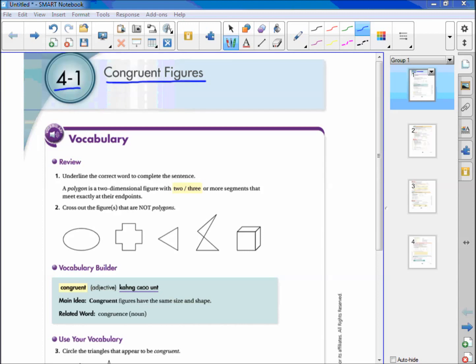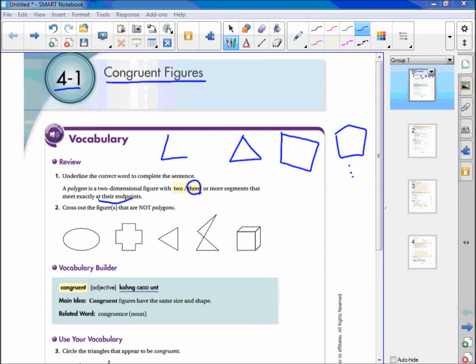All right, so underline the correct word to complete the sentence. A polygon is a two-dimensional figure with either two or three or more segments that meet exactly at their endpoints. And this is going to have to be three. If we just have two segments, then we can form an angle with that. If we want to make it into a polygon, we need a third segment, and then we get a three-sided polygon called a triangle. If we want four segments, we can connect them to make a quadrilateral polygon, and so forth, pentagon, etc. Okay?